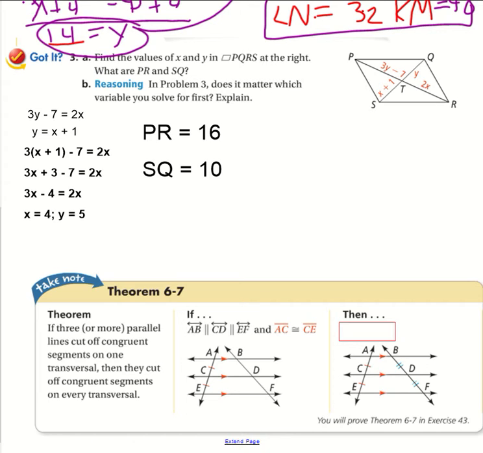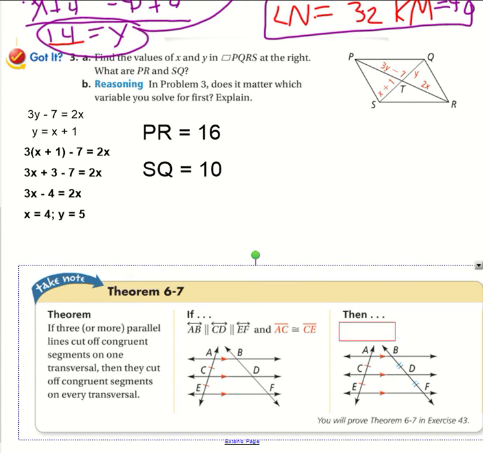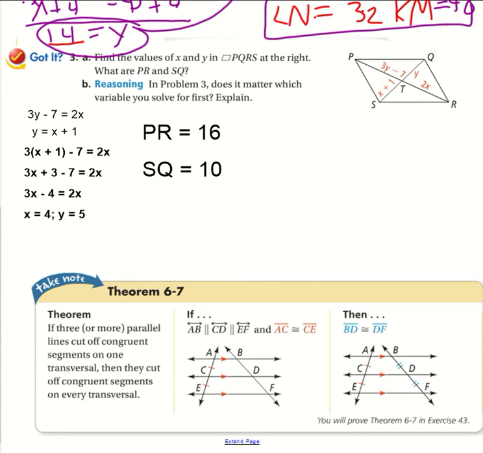Here's theorem 6-7-7. It says if 3 or more parallel lines cut off congruent segments of one transversal, then they cut off congruent segments on every transversal. So if all 3 of these lines are parallel, and they cut this line into 2 congruent segments, then the other line must also be cut into congruent segments. It's as simple as that.